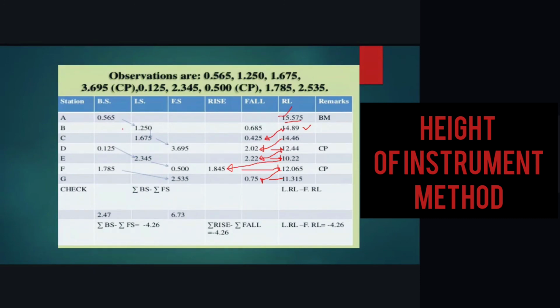Again, the method is the previous calculation; we have to check whether it's right or wrong. You have to add the backside column, then add the foreside column, and do the subtraction, backside minus foreside, and you will get minus 4.26. Then last reading minus first reading, you will again get minus 4.26. So these should be equal to each other. If they are not equal, then you have to check your calculation, there might be some problem. So this is the rise and fall method and height of instrument method to calculate the reduced level at different points. Okay, clear?